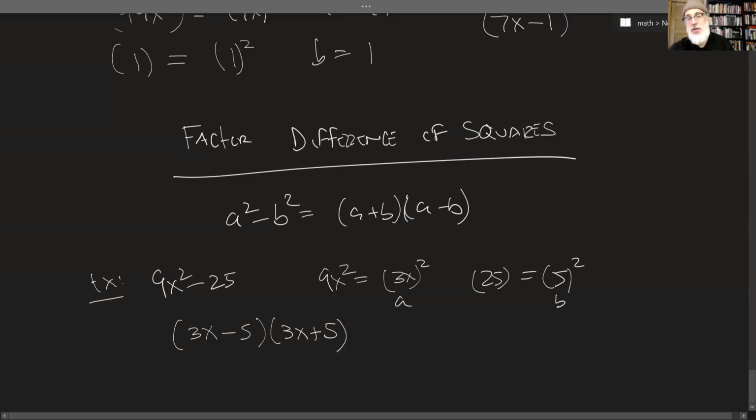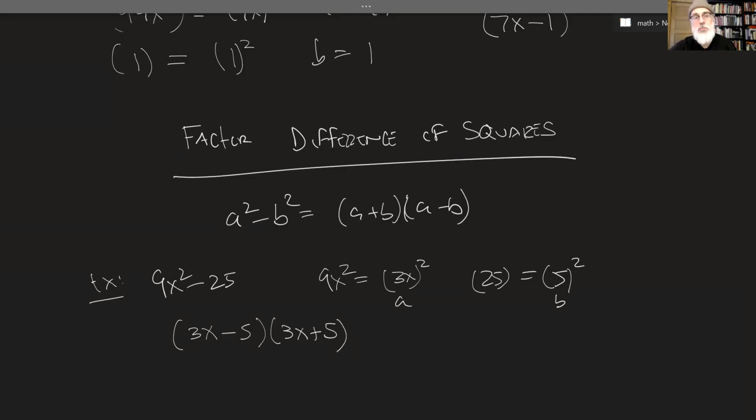And again, if you want to check, you can FOIL. FOIL will always tell you if you are correct because what you multiply back should equal the original polynomial.